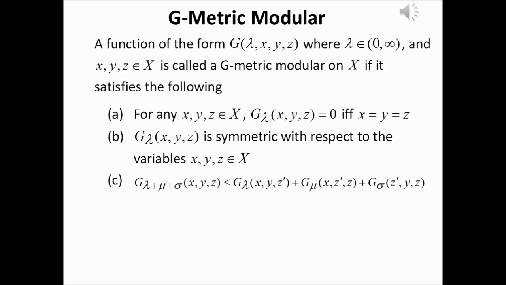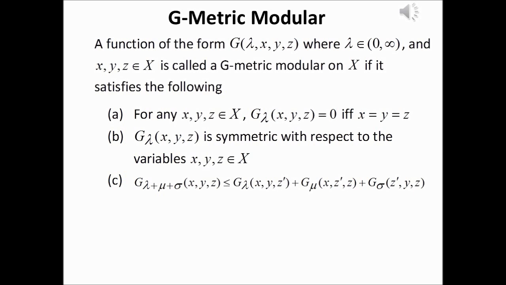to converge to x in X if, in the large n and m limit, the G distance between the n-th term of the sequence, the m-th term of the sequence, and x is equal to 0. The sequence is said to be a Cauchy sequence if, in the large n, m, and l limit, the G distance between the n-th term, the m-th term, and the l-th term of the sequence is 0.